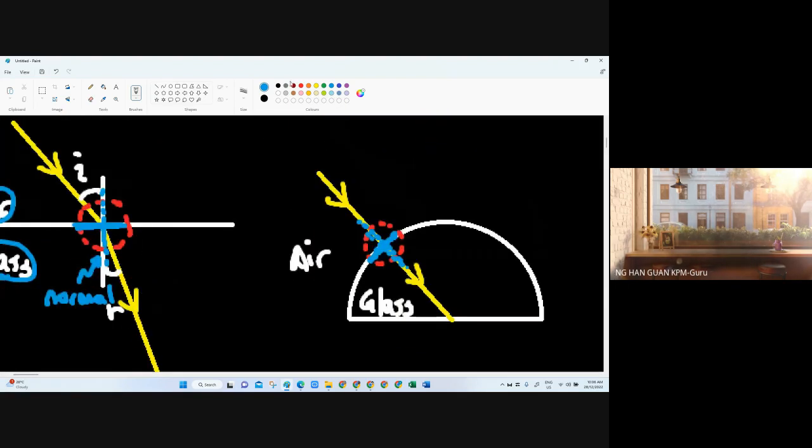When you have the incident light ray traveling parallel with the normal line, it will go straight forward. It will go straight forward when the incident ray is parallel with the normal line, which means our incident angle is equal to 0 degrees. This one is the incident angle, angle i. So here angle i is not 0 degrees, but this one, when it is parallel with the normal line, the incident angle is 0 degrees. When the incident angle is 0 degrees, it will make the refracted angle also 0 degrees. This happens on the semicircular glass.